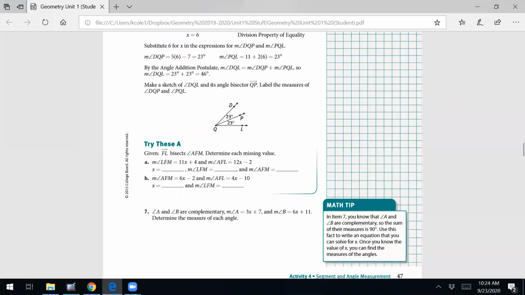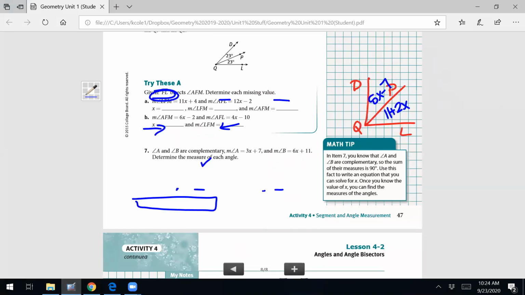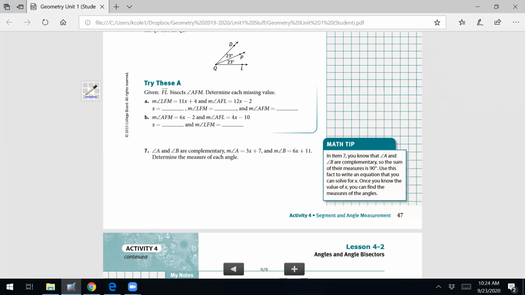Okay, so here we are on try these A. Okay, I'm going to try my best to get through one of these. So we've got angle AFM.